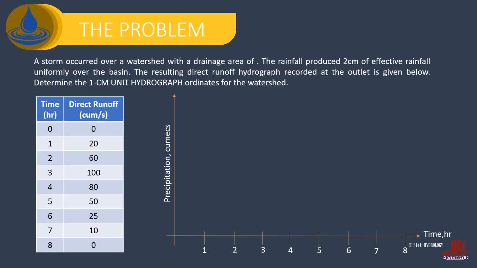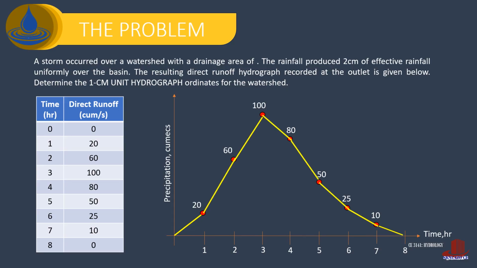Having the table, we can plot the coordinates of the direct runoff throughout the 8-hour duration. At T1 is 20 cumex, rising to 60 at T2. Then peak discharge of 100 is observed at T3, which then goes down to 80 at T4. Further decrease is noticed at T5 with 50, then 25 at T6, and 10 cumex at T7, then finally zeroed out at T8.